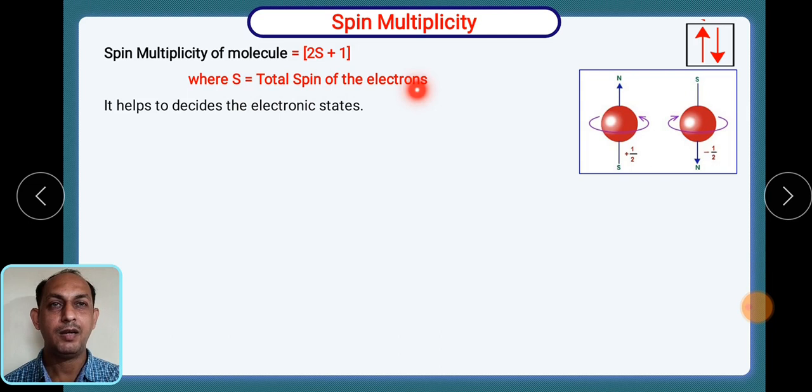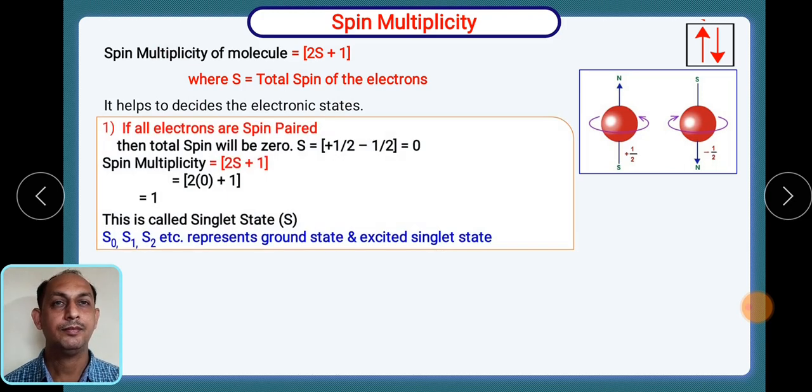Electron spin can be either plus half or minus half. So this particular spin multiplicity will help to understand the electronic state, whether it is a singlet state or triplet state. So when you have spins which are paired just like this, what will happen? In that case, one electron will have plus half, another will have minus half. So we need to calculate S first.